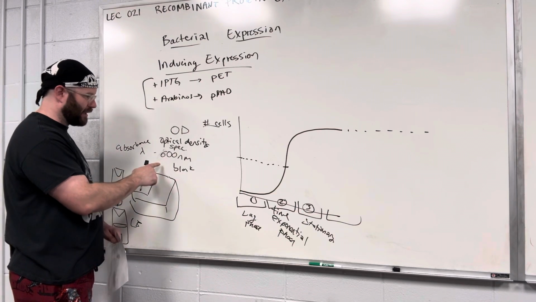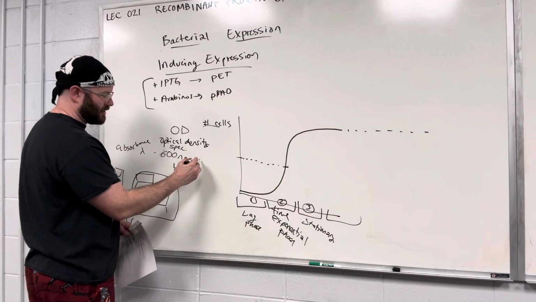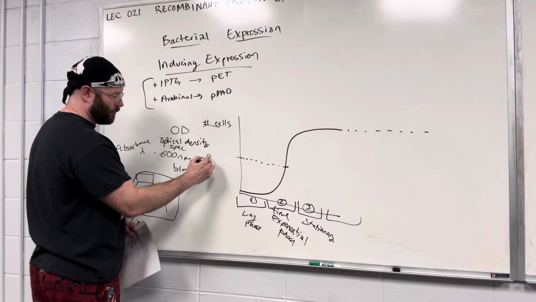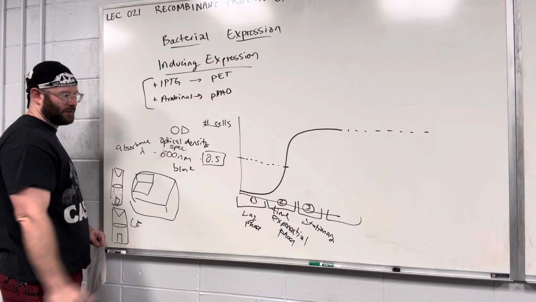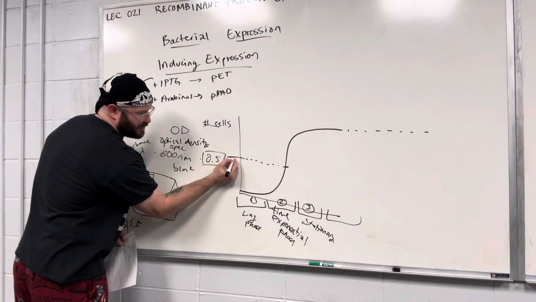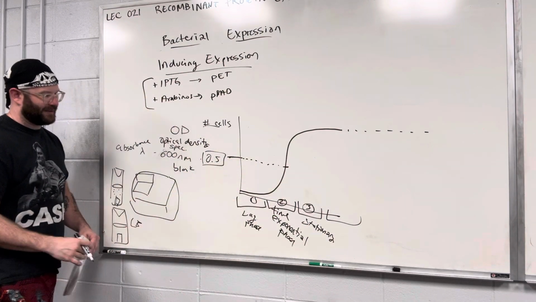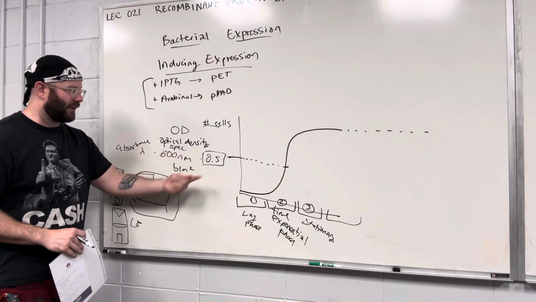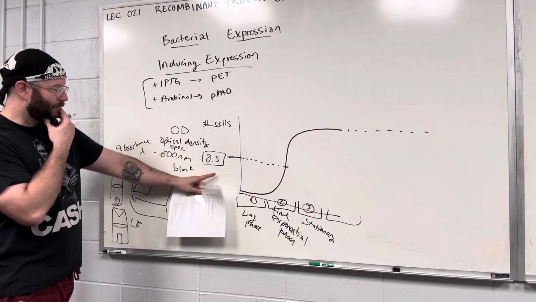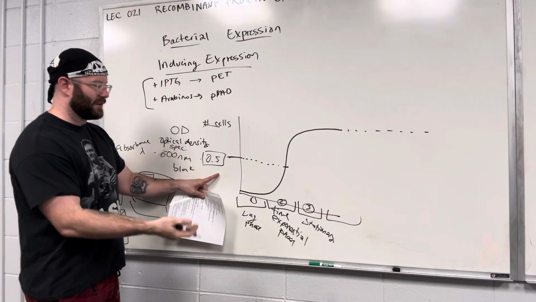So when the OD 600 nanometers reaches 0.5, so it'll spit out a number, which is 0.5, that's when you've reached the mid of exponential phase. So it's kind of like this magic number, OD 600, 0.5 reading. That's when you want to add the inducer.